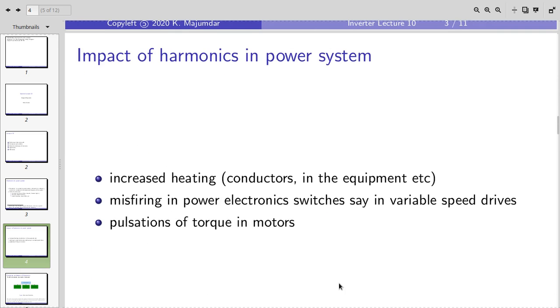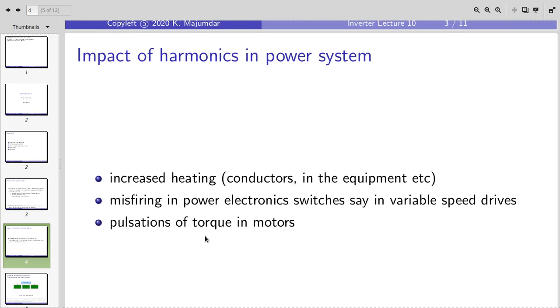Now, if you have harmonics, what is the harm? The harm is listed as below. Increase in heating. Suppose you have a motor and you give a supply which consists of a lot of harmonics. What will happen? The total core loss of the machine will increase. If the core loss increases, that will be reflected in the form of heating. That means the temperature of the machine will rise. That is very dangerous, and the heating loss through the conductor will also increase.